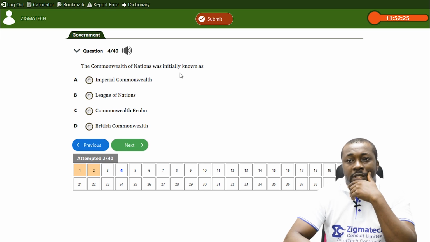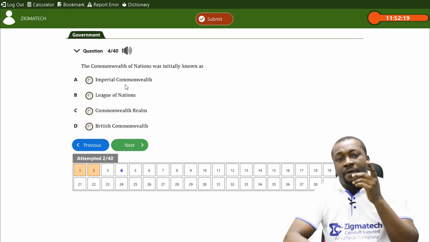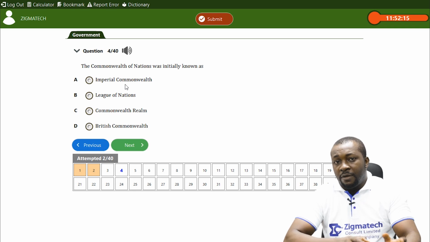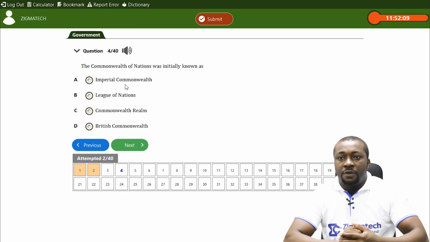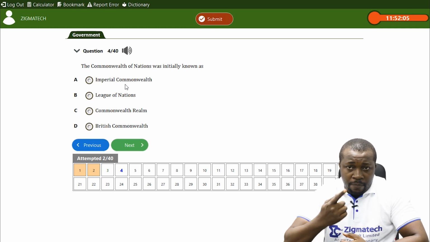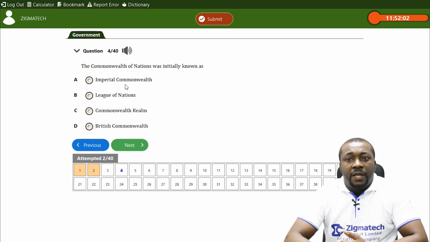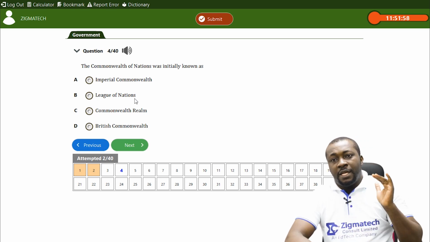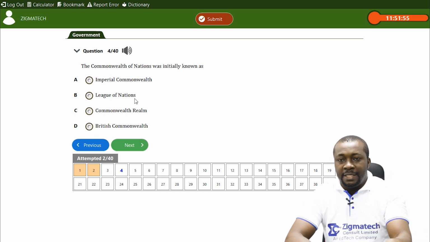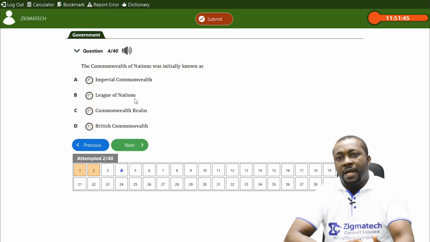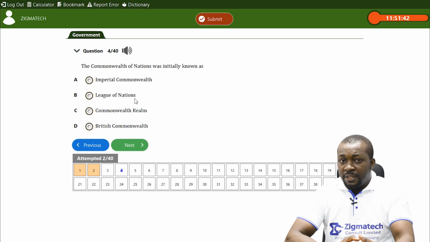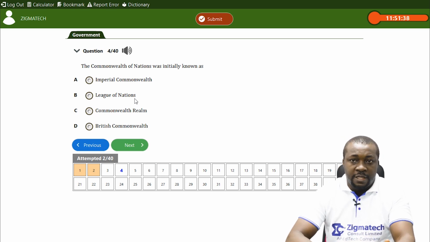The Commonwealth of Nations was initially known as, is it A, Imperial Commonwealth? It was never called Imperial Commonwealth. Rather, what preceded the Commonwealth is what we call the Imperial Conference. It started as part of the Imperial Conference that was made up of the heads of government of British independent countries. As for the League of Nations, it is the organization that preceded the United Nations. That was the first world organization that was established after the First World War. But because another world war broke out, the Second World War, this organization was replaced by the United Nations. So it's not the answer.